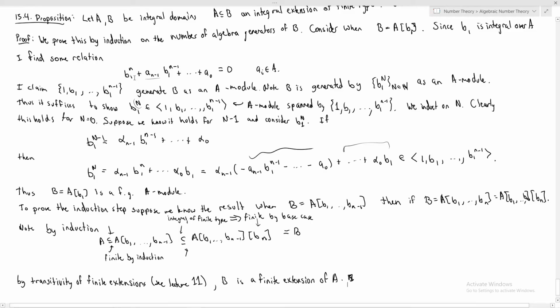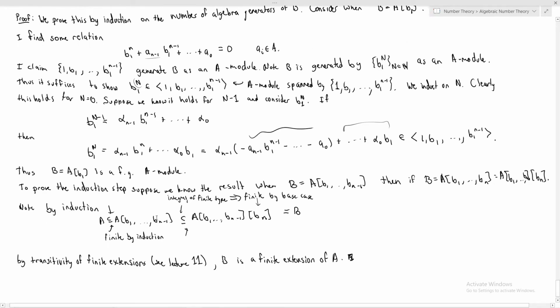That's the way I'd like to think about it: I take a big power, b1 to the n, and I can reduce this power using this relation until I get down to the degree of this minimal polynomial or something like that. Okay, so that's how you prove it when you have one generator. To prove the result when you have many generators, you just break it up into a bunch of extensions, each of which is one generator over the last, and then by induction, each of these extensions is finite, and then by transitivity of finite extensions, the whole big extension is finite.